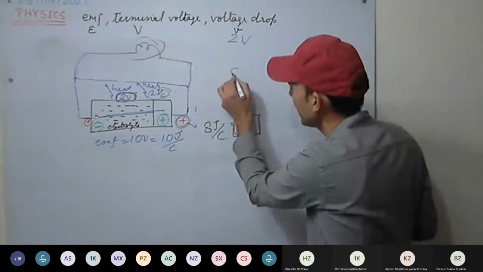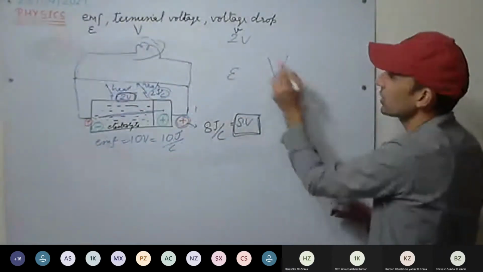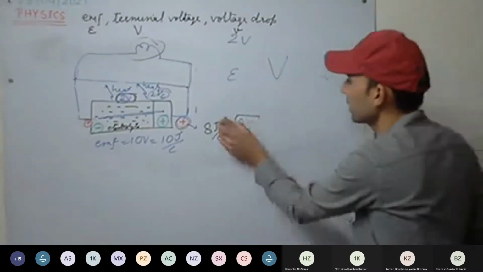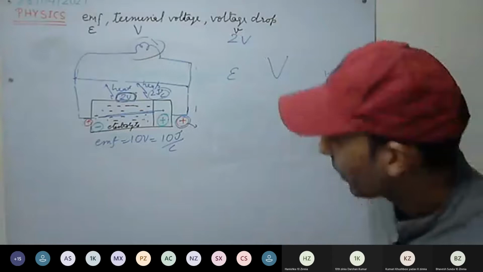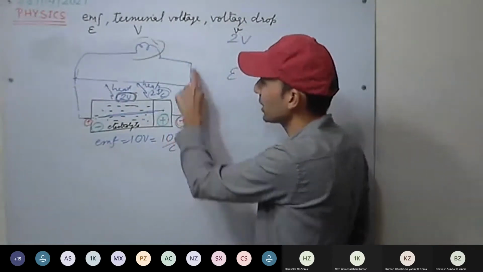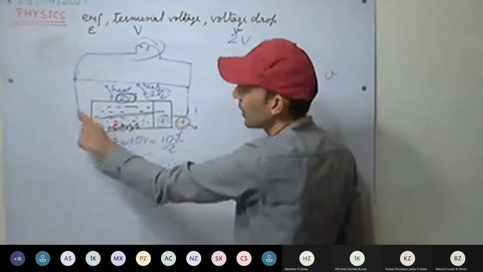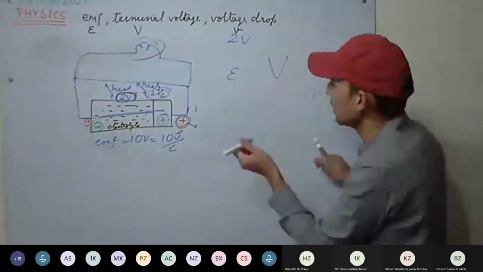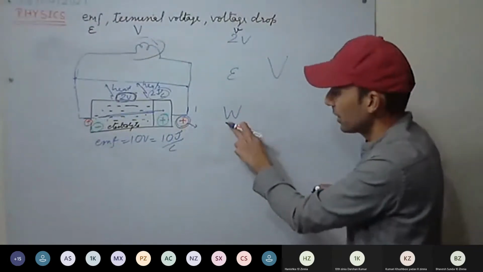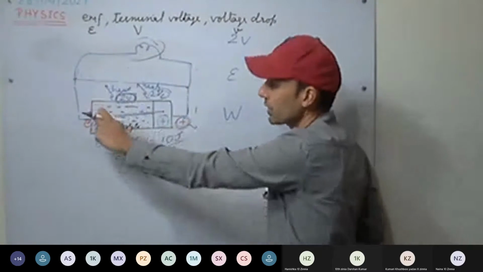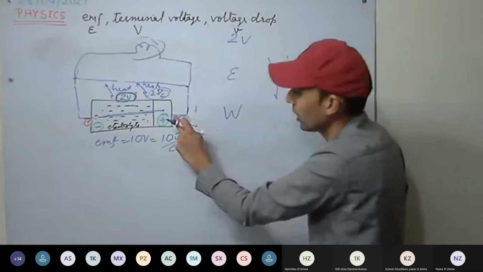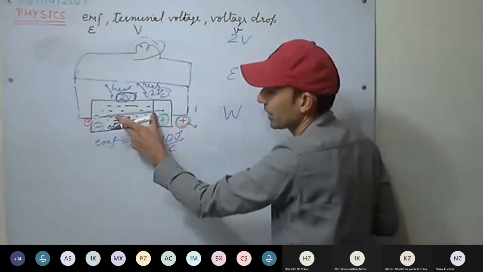Now the relationship between EMF, terminal voltage, and voltage drop. What is the relationship? See, we have discussed that EMF is the amount of work done in moving a positive charge in the complete circuit, that is outside as well as inside the cell. In terminal voltage, only the work done outside, not inside.